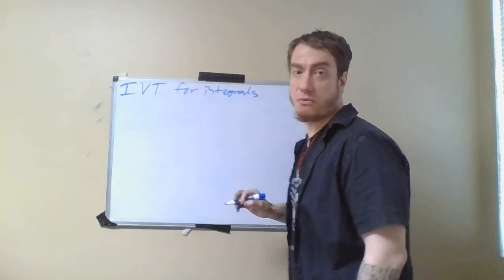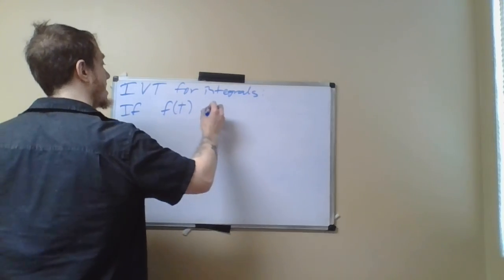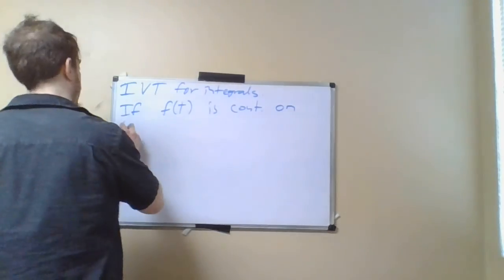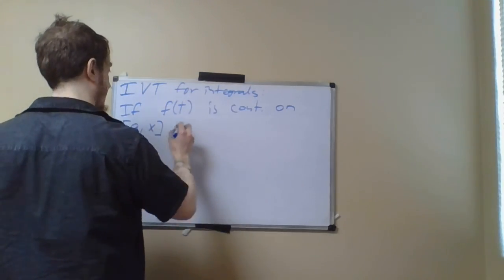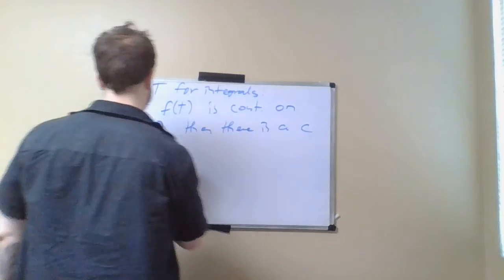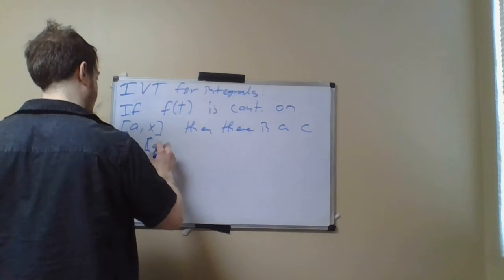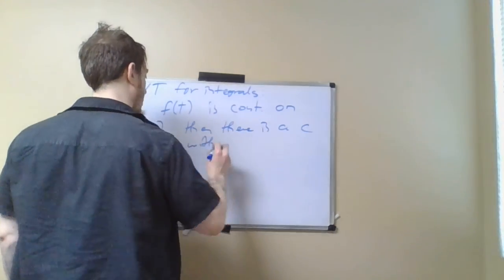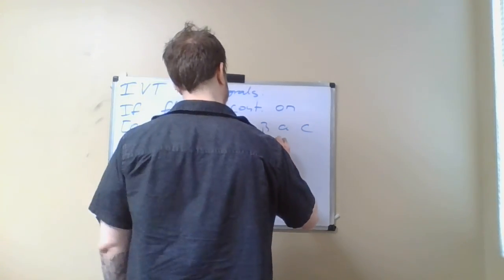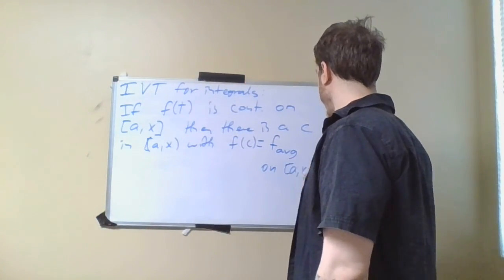The intermediate value theorem for integrals says the following. If f of t is continuous on the interval from a up to x, then there is a c in the interval from a to x with f evaluated at c being equal to the average value on the interval from a up to x.